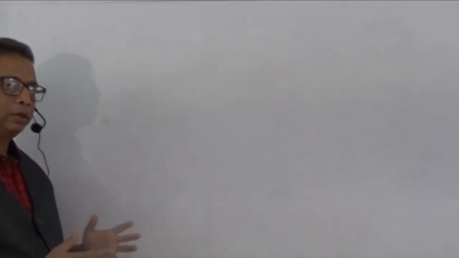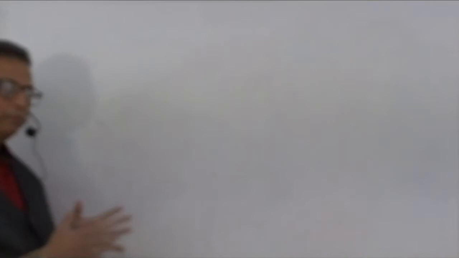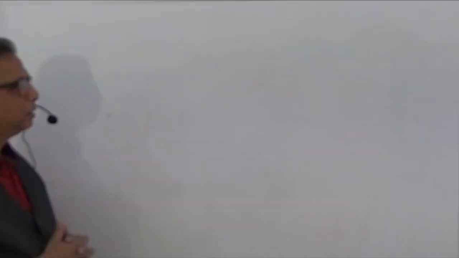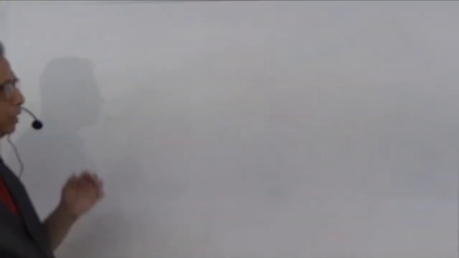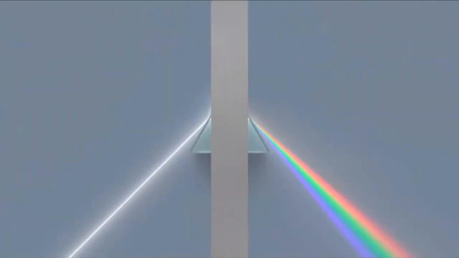You can see the formation of VIBGYOR. Of course, a better prism is able to separate it more precisely, more accurately. So it depends upon the quality of the glass that is used whether you will be able to see this dispersion. This is an example of a prism being used as a spectrograph, used to separate colors.